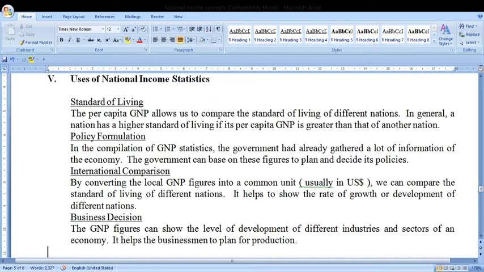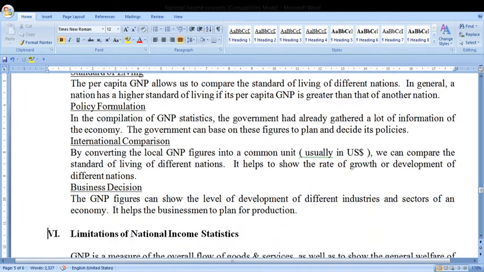And next one is business decision. Whether we want to continue the business, start a new business, or quit a business, everything depends upon the development of the economy only. So GNP figures help to show the level of development of different industries and sectors of an economy. It helps the business to plan for production also.